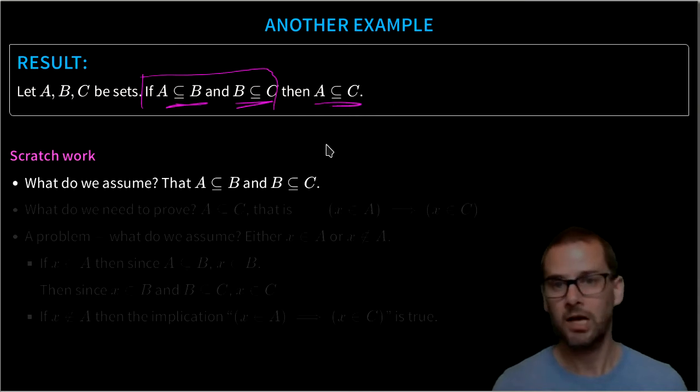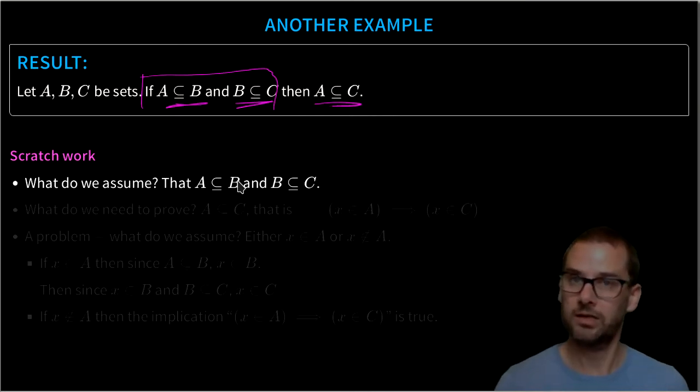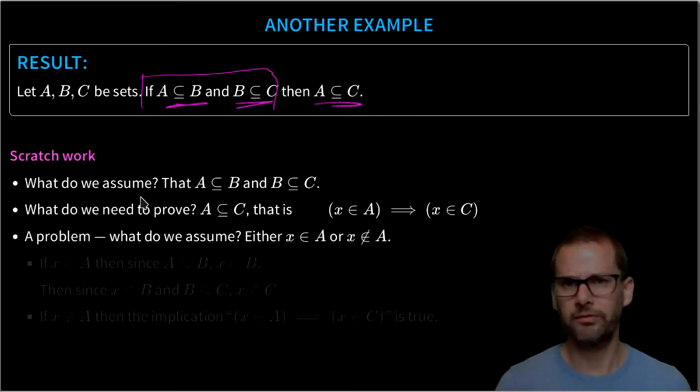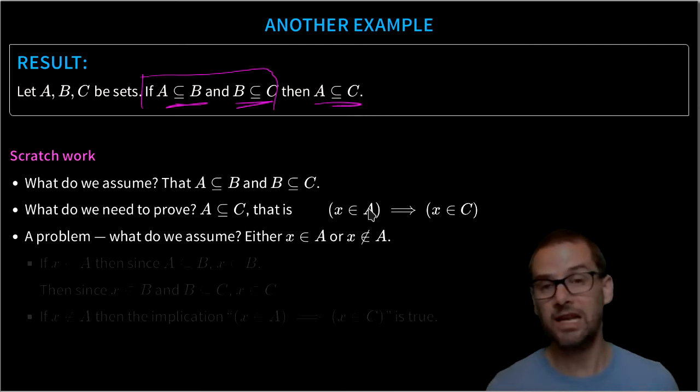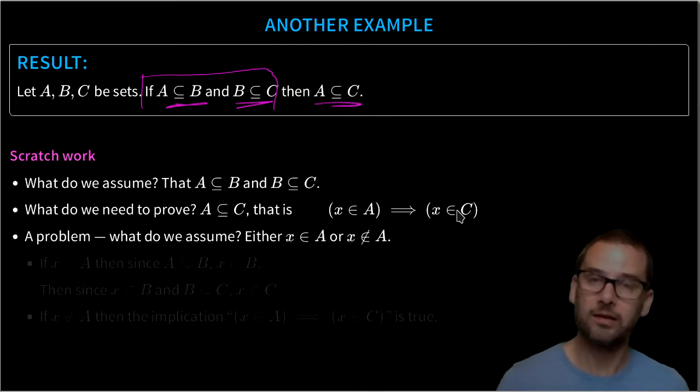And we know what that means. It means if something's in this first set, then it's in the second set. If something's in this set, then it's in that set. Now, what do we need to prove? Well, we need to prove that A is a subset of C. That is, we need to prove that if X is in A, then it's in C.